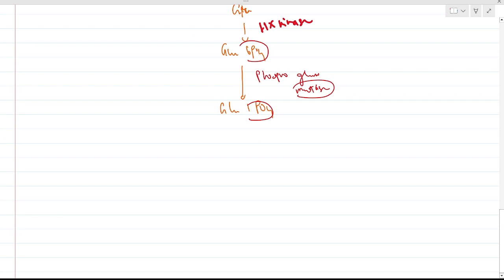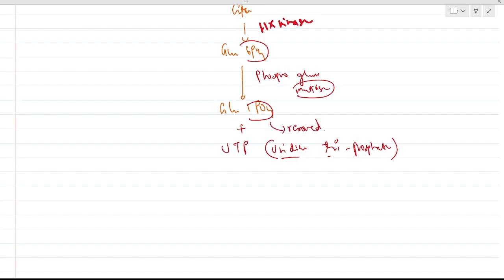After glucose 1-phosphate is formed, it is combined with UTP. What is this UTP? Uridine triphosphate, like ATP, adenine triphosphate. Adenine is a nucleotide, and uridine is a nucleotide form too. In this process, the phosphate from UTP is removed when it combines with glucose 1-phosphate. This is important. Finally, UDP glucose is formed.